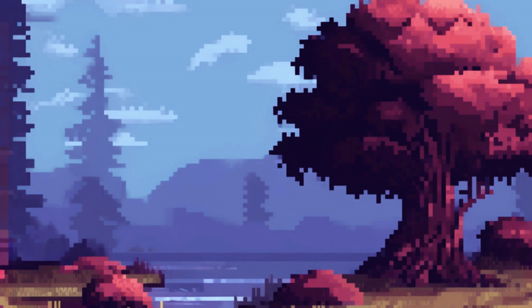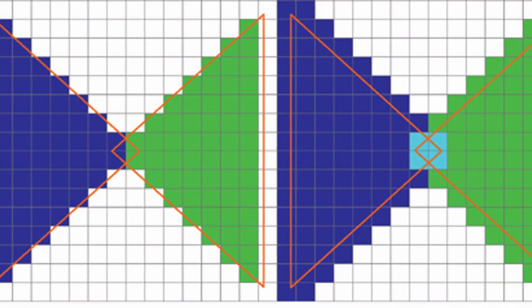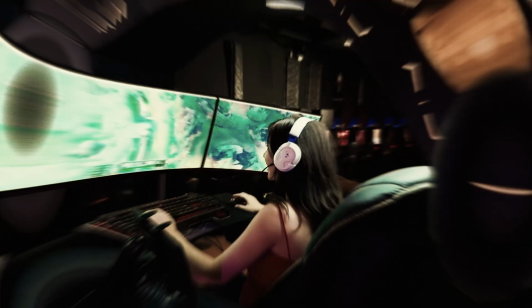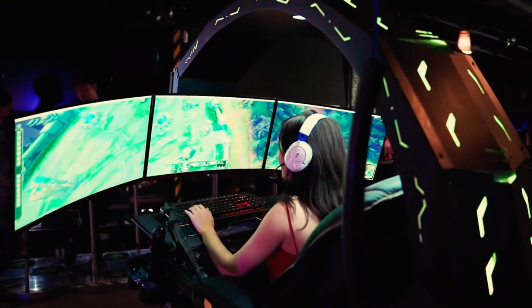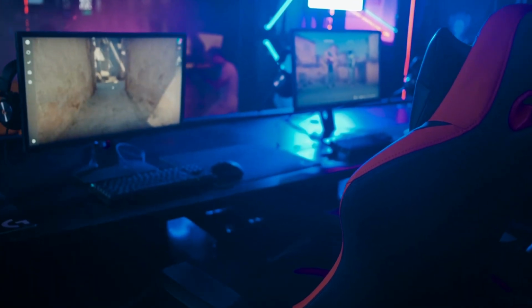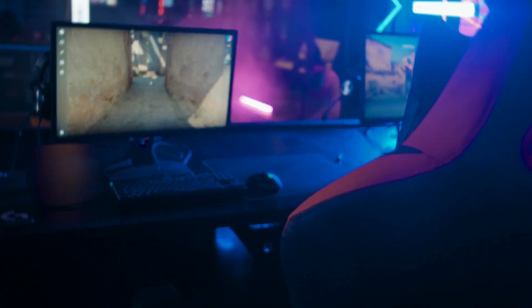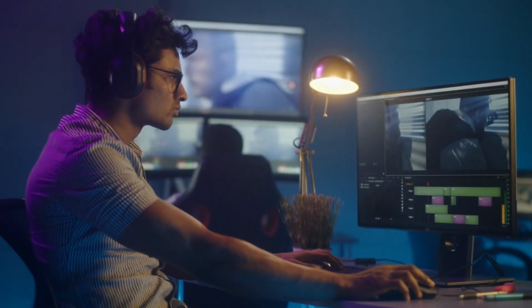2. Final image composition. Finally, all the various elements, geometry, textures, lighting, and shading, are combined to form the final image. The GPU then displays the rendered image on your screen, ready for you to view or interact with.